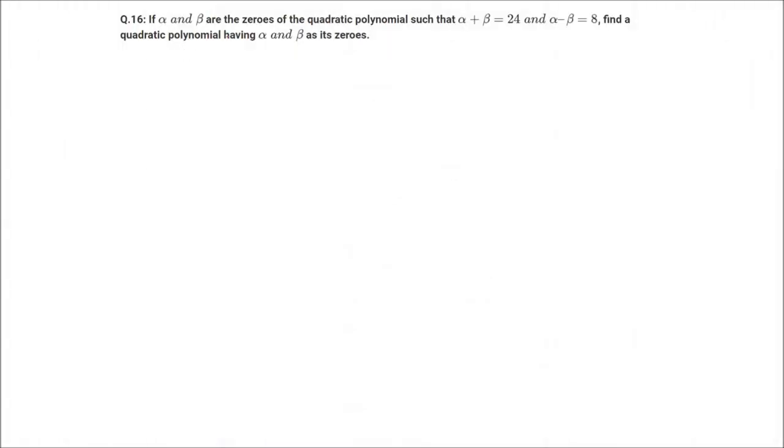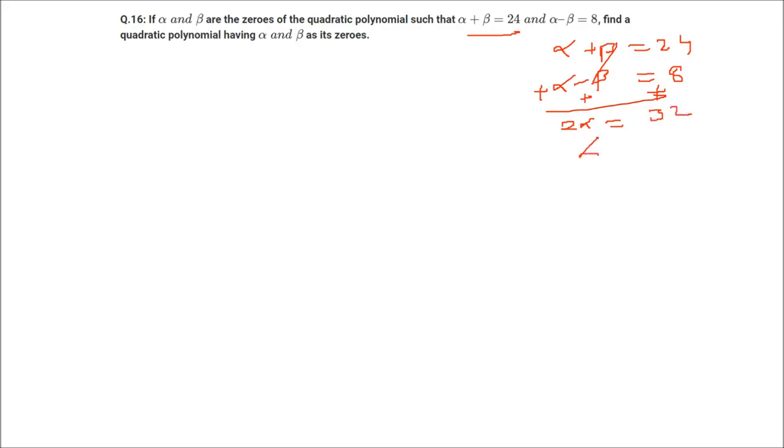If alpha and beta are the zeros of the quadratic polynomial such that alpha plus beta is 24, alpha minus beta equal to 8, find a quadratic polynomial having alpha and beta as its zeros. So alpha plus beta is given as 24, alpha minus beta is given as 8. Let us add them. This gets cancelled, alpha plus alpha is 2 alpha, and this is 24 plus 8, that is 32. So alpha will be 32 by 2, that is 16.